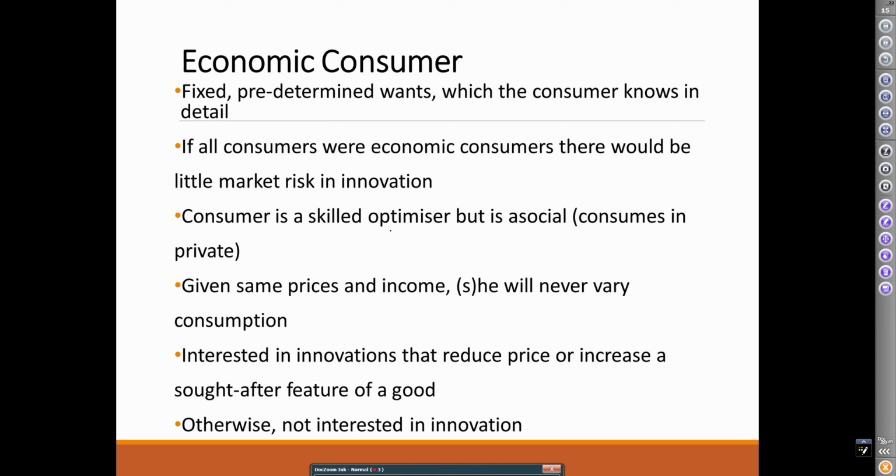A skilled optimizer, usually consumes in private. This is the individual attribute of this person. Interested in innovations that reduce price or increase a sought after feature of the good. So if you read these definitions, you will easily understand the economic consumer.